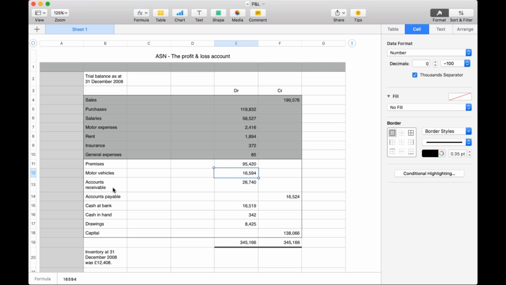Accounts receivable, you may have heard of it as debtors. That's money owed to the business, so it's an asset, a current asset of the business rather than a fixed asset. We've got accounts payable, which is trade creditors, and that's owed by the business, so that's always a credit balance. Then we've got cash in the bank account.